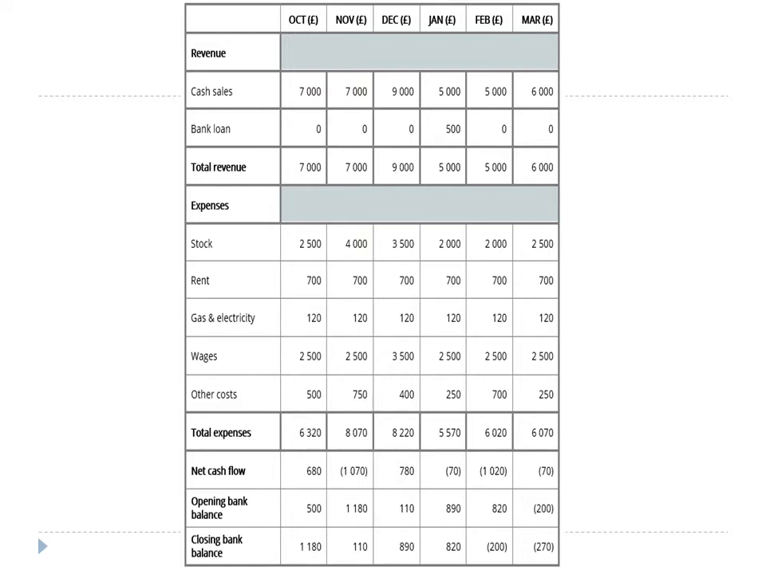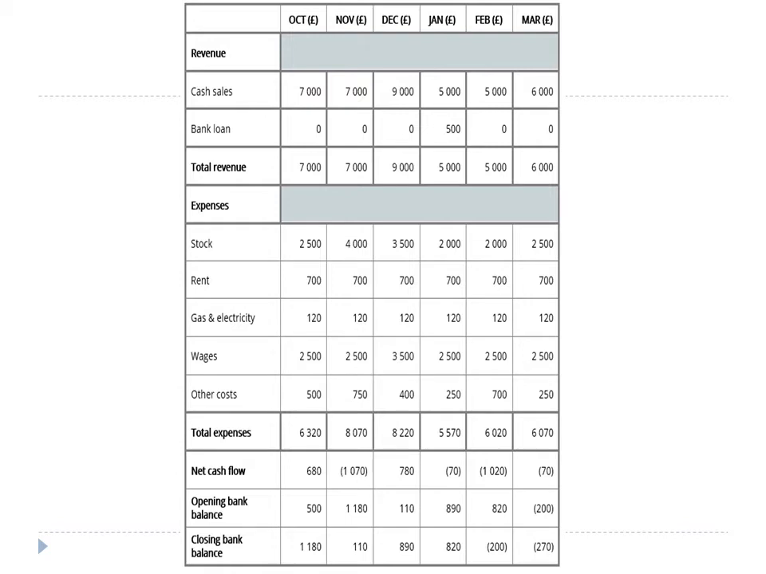If we look at the net cash flow situation across all the months from October to March, we start to see that most months we're losing cash. In November, we're losing 1,070 in cash. We're losing 70 in January. We're losing 1,020 in February, and we're losing another 70 in the month of March. So really, there is an issue here where we have either not enough revenue or too many expenses.